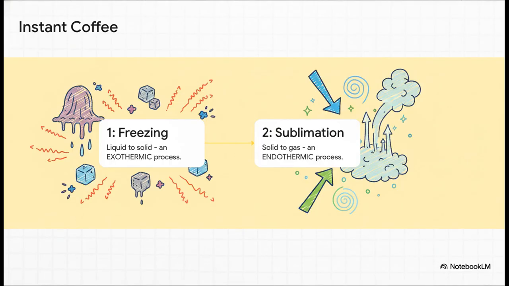What about instant coffee? Ever wonder how they make that stuff? Well, it's a two-step dance of energy. First, they freeze the liquid coffee, which we now know is an exothermic process. But then comes the magic, sublimation. They put the frozen coffee in a vacuum, and the ice turns directly into a gas, skipping the liquid phase entirely. And to make that massive jump, the ice has to absorb a ton of energy. That's a powerful endothermic process.